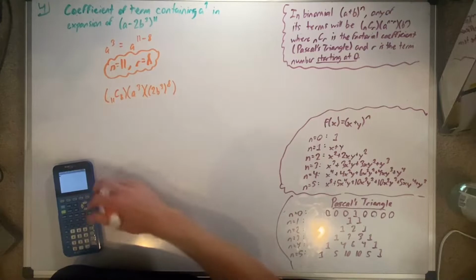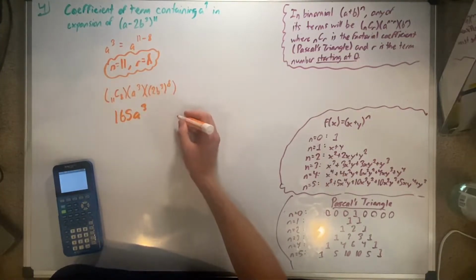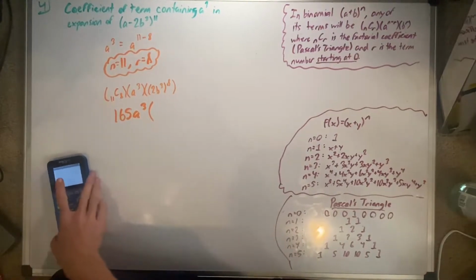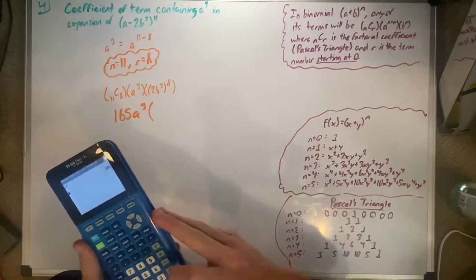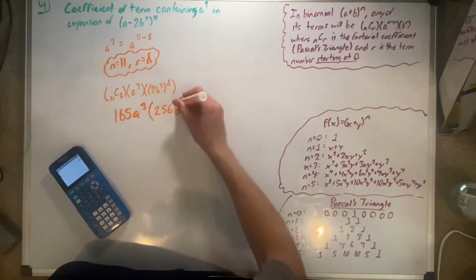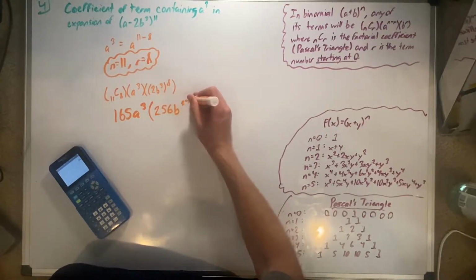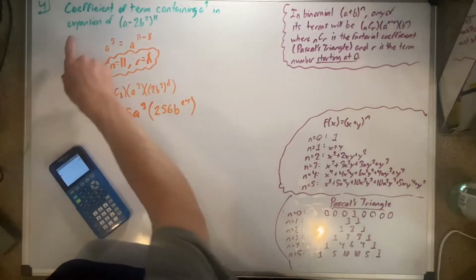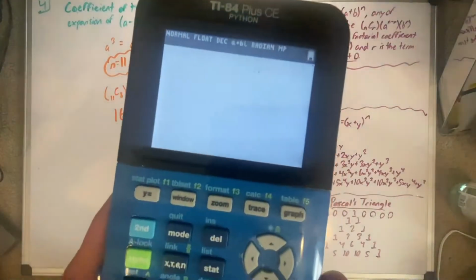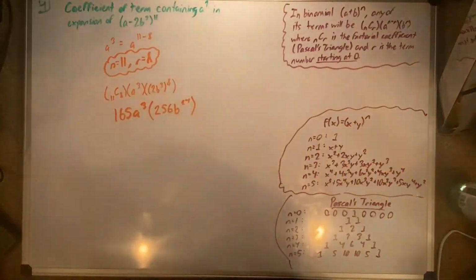So we said that this is equal to 165. So we would have 165 a to the third times 2b to the third, all to the 8th. So 2 to the 8th power, big number time, 256. b to the 24th. And then it only wants us to do the coefficient, so we can ignore all the variables from this point on and just multiply 165 by 256, which is some huge number, 42,240.